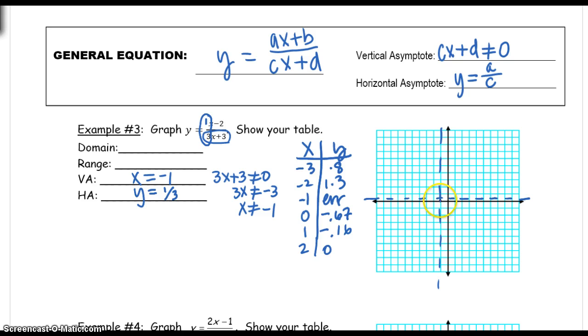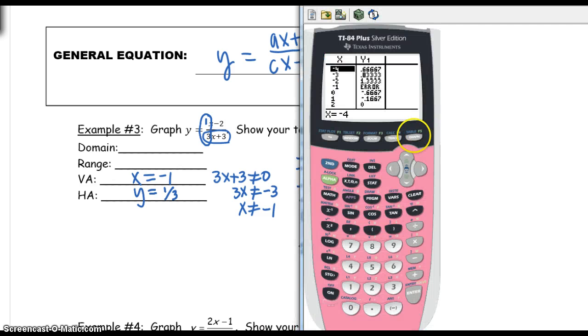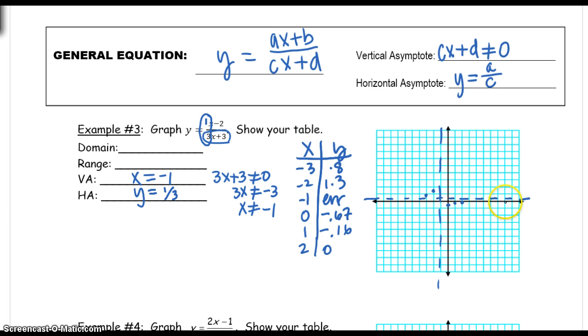We've got -3 and 0.8, so it's somewhere around there. We have -2 and 1.3, so somewhere around there. Then the error. Then we have 0 and -0.67, so somewhere around there. And we have 1 and -0.16, so somewhere around there. And then we have 2, 0. Now, if you're ever wondering, ooh, I don't know what's really going on here, you can look at your graph in your graphing calculator too. But you should be able to tell what's going on just by seeing the asymptotes, because it lies right along the asymptote like that.